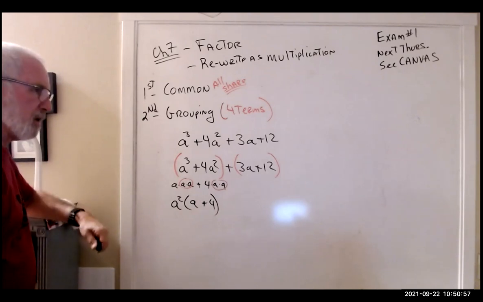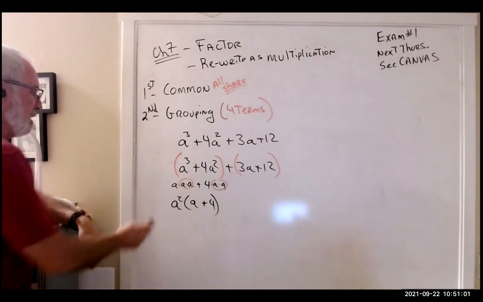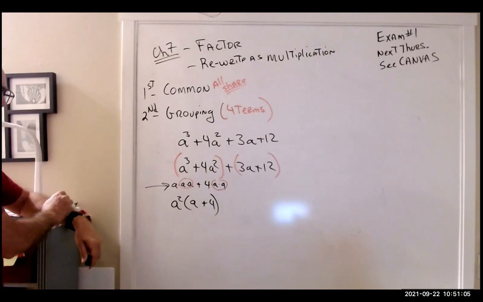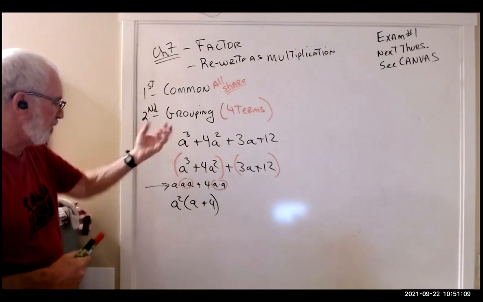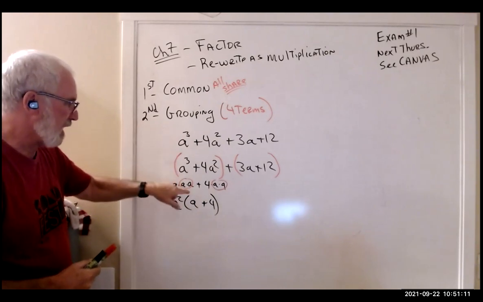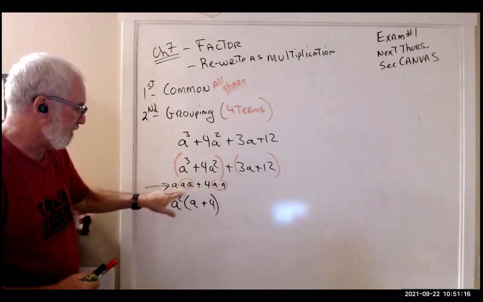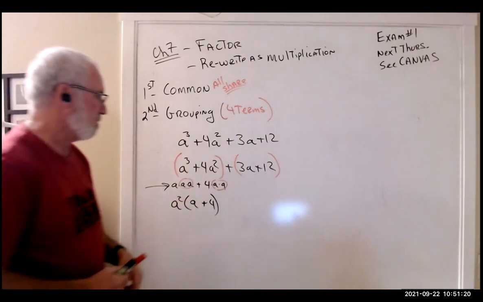That okay with everybody or not? Okay, again, this step right here, you can do it in your head. But you have to be able to see inside of a to the third and notice that it's 3 A's and 4a to the second is 2 A's. So what do they have in common? 2 A's.